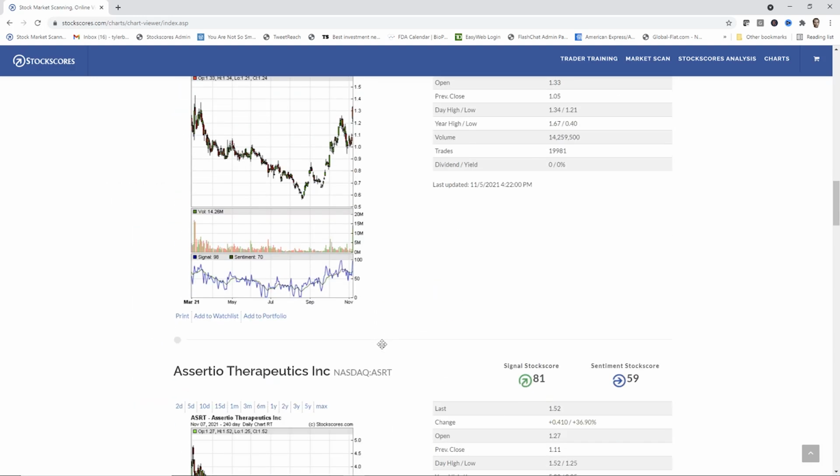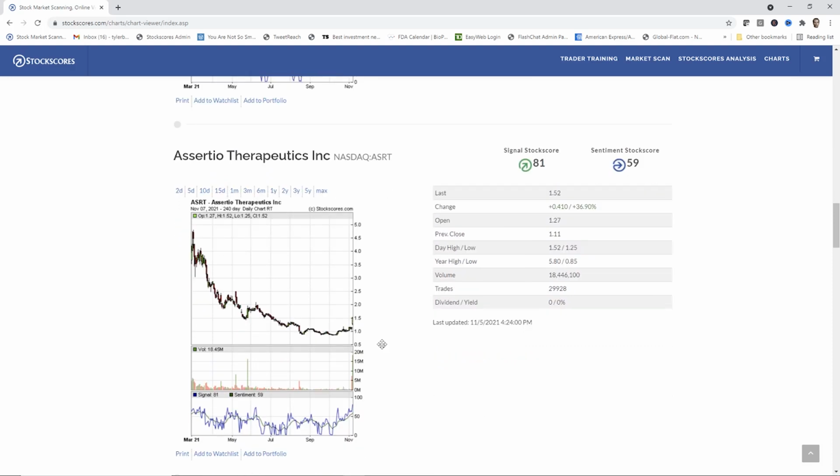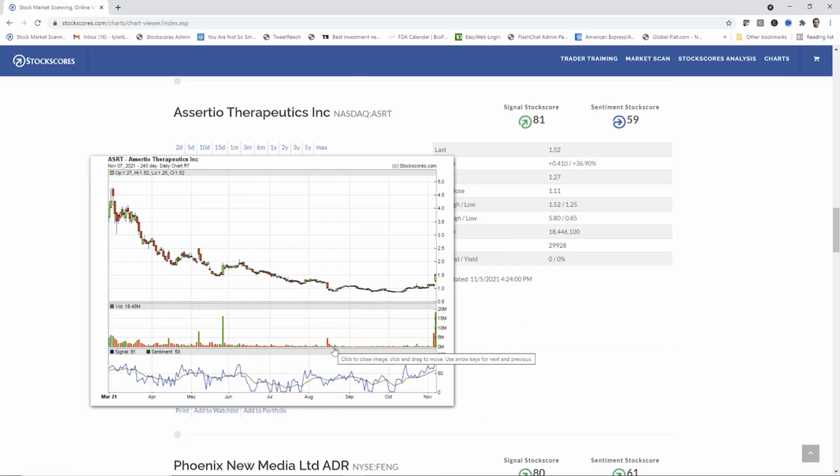working. Now, the process that I'm going through right now is what we cover in the investor course on Stockscores. And of course, access to the Stockscores tools is what allows you to do this market scan.